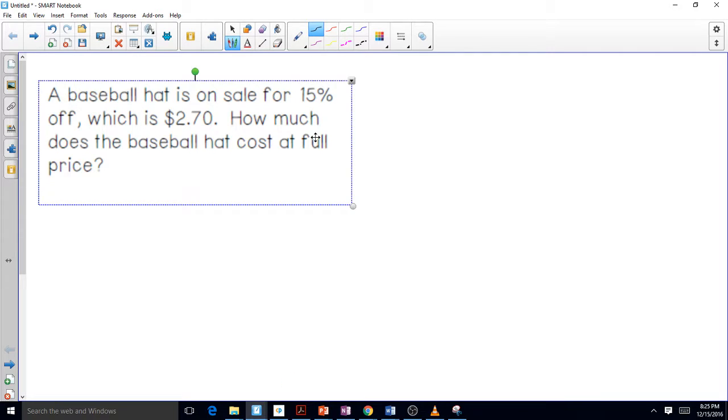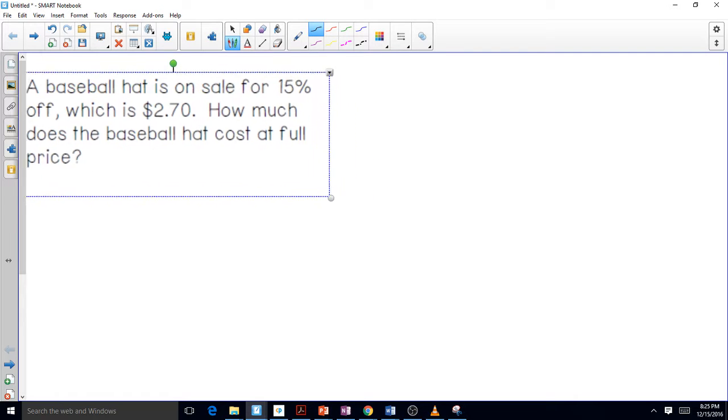Alrighty, so let's look at problem 7 of the tic-tac-toe homework sheet. I'm going to start by reading the problem and underlining the important information, and I'm going to identify the question. So I know that a baseball hat is on sale for 15% off.